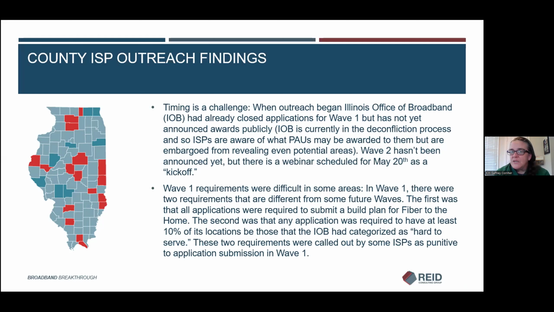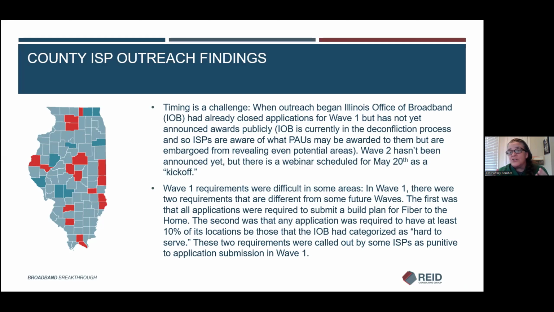One of the other things we heard from some of the ISPs is that some of the Wave 1 requirements were difficult in some areas for them, especially when we were talking with some of the smaller ISPs. One of the Wave 1 requirements that was included was the idea of 10% of the locations in an application needed to be considered hard to serve. And there were smaller ISPs who had PAUs they were interested in, but those PAUs didn't necessarily include the 10% threshold that they needed. So they didn't feel like their application was going to stand up in Wave 1.